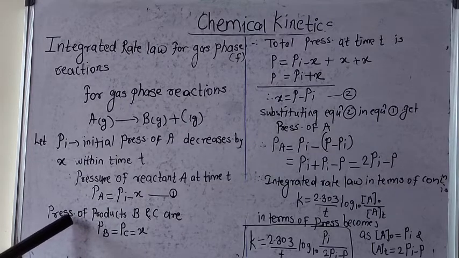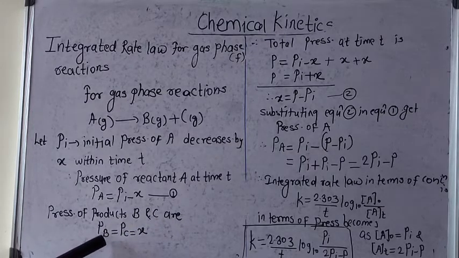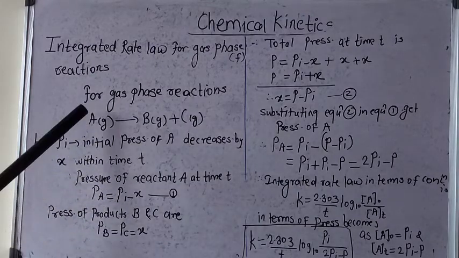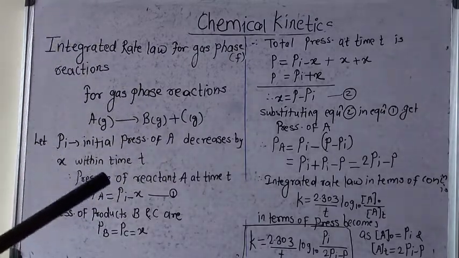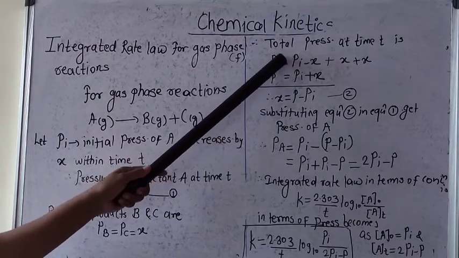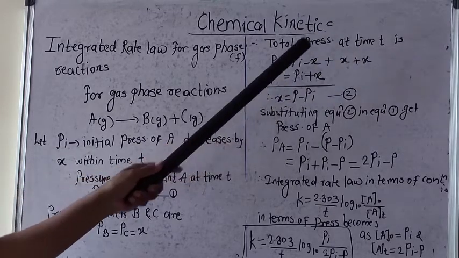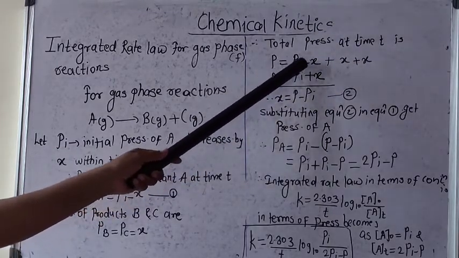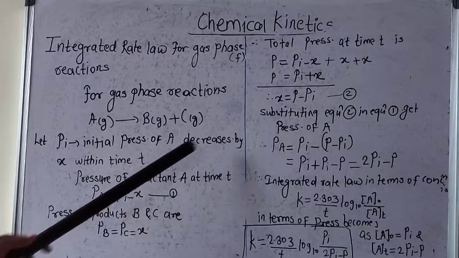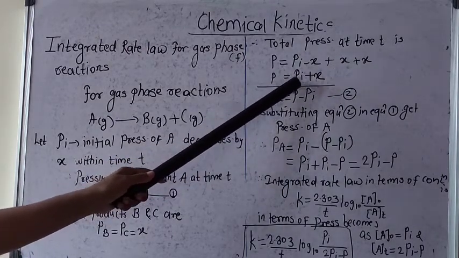We are also concerned about the products. The pressure of products B and C is given by Pb equal to Pc equal to x, so x is the pressure of each of the products B and C. Now, if we consider the total pressure of A, B and C, the total pressure at time t is P equal to (Pi minus x), which is the pressure of A, plus x, the pressure of B, plus x, the pressure of C. Simplifying this equation, we get P equal to Pi plus x.